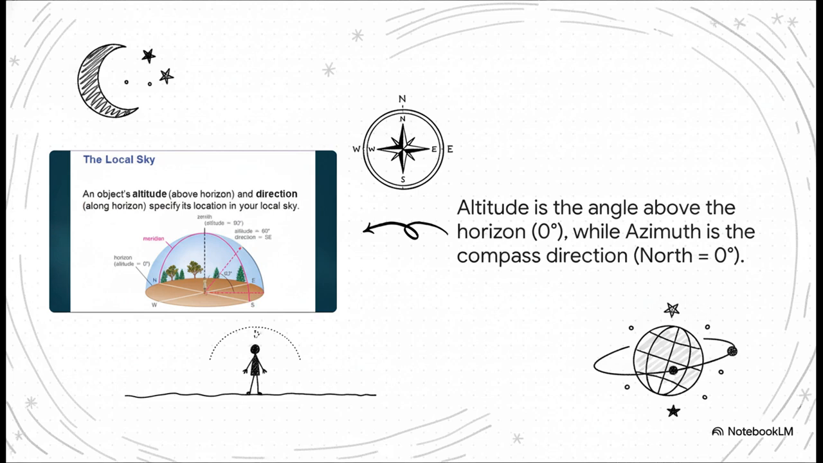Easy enough. And azimuth is just the compass direction. We usually say north is 0 degrees. So if I told you to find a star at an altitude of 30 degrees and an azimuth of 90, you just face due east and look about a third of the way up the sky.